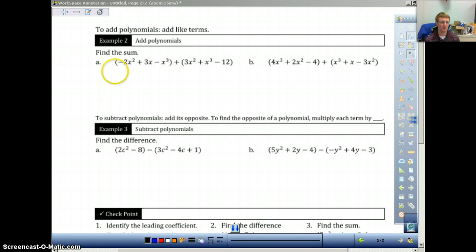So the first thing that I'm going to do is rewrite this so that the highest power is first. Negative x to the 3rd minus 2x squared plus 3x plus x to the 3rd plus 3x squared minus 12. And then when I add polynomials, I'm just simply going to add my like terms. Negative x to the 3rd plus positive x to the 3rd.